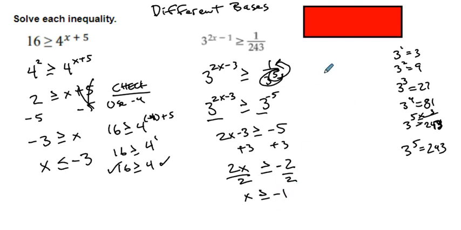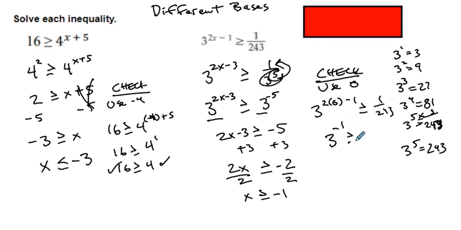All right, so now for my check step, I can actually use my favorite number, and we are going to use 0 and put that in this equation, and because 0 is greater than or equal to -1, it fits. So go 3 to the 2 times 0 minus 1 is greater than or equal to 1 over 243. Well, 2 times 0 is 0, right? And then 0 minus 1 is -1. So they're saying 3 to the -1 power is greater than or equal to 1 over 243.